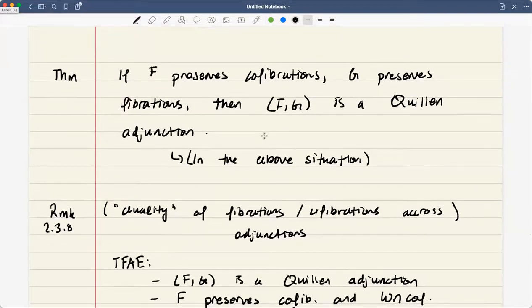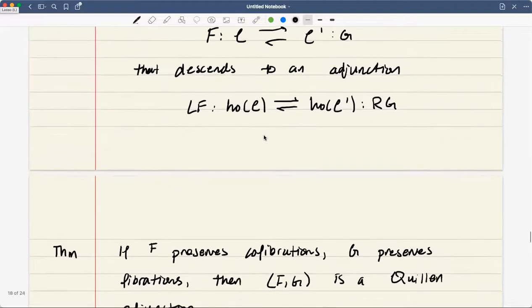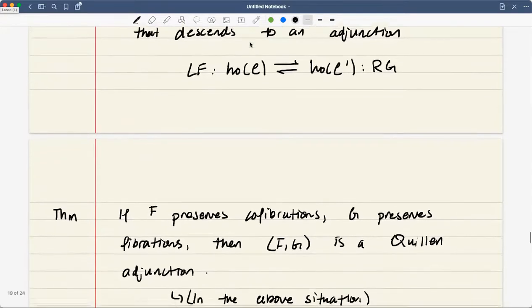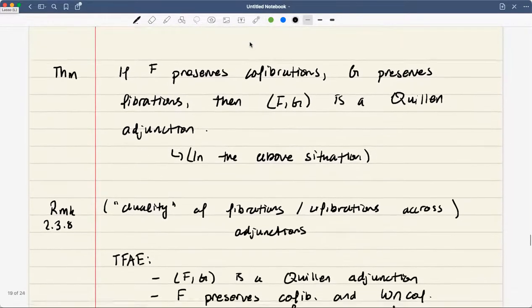Okay, so when do we have Quillen adjunctions? When do we know that an adjunction descends to an adjunction on the homotopy category? Well, if we got this adjunction above, if F preserves cofibrations and G preserves fibrations, then we have a Quillen adjunction.